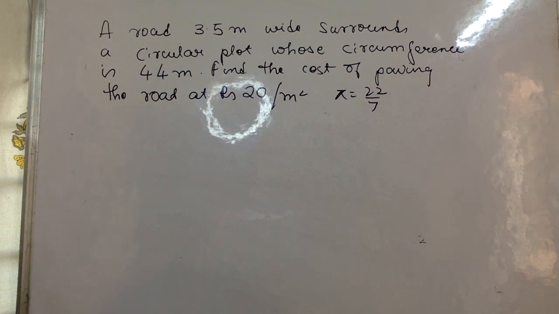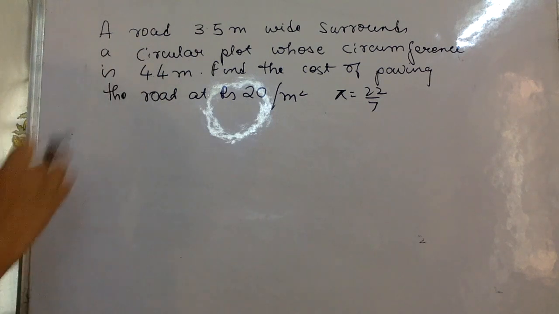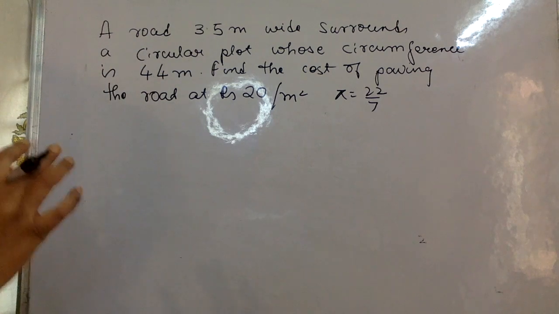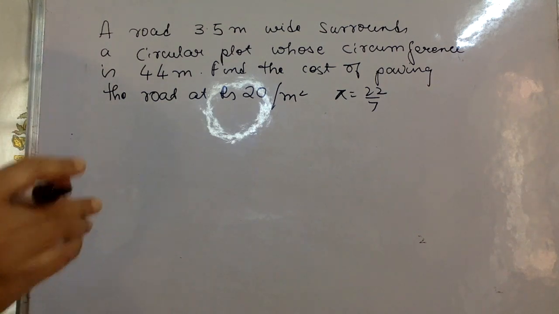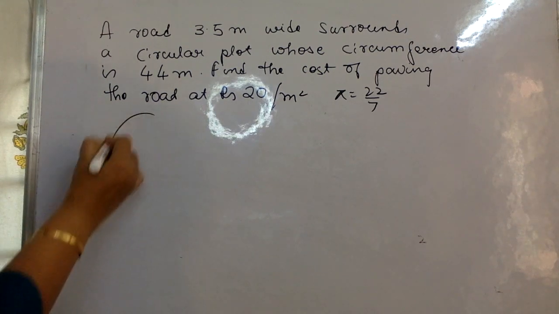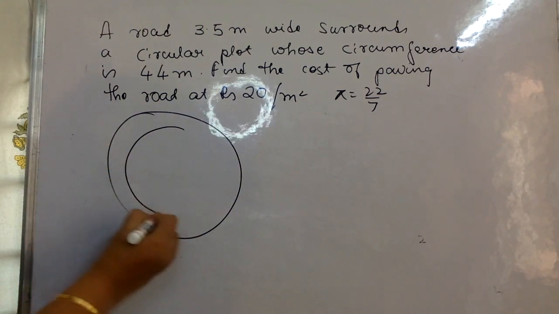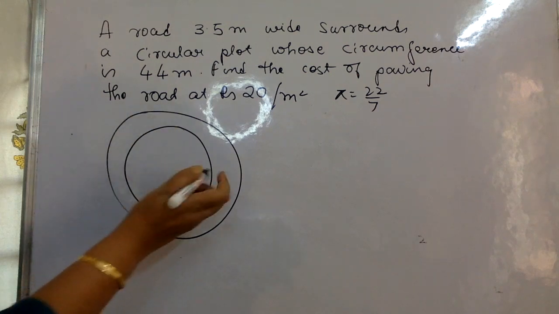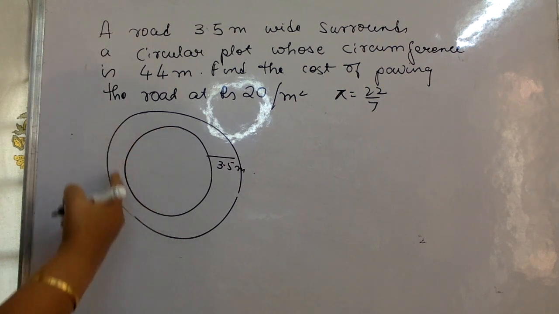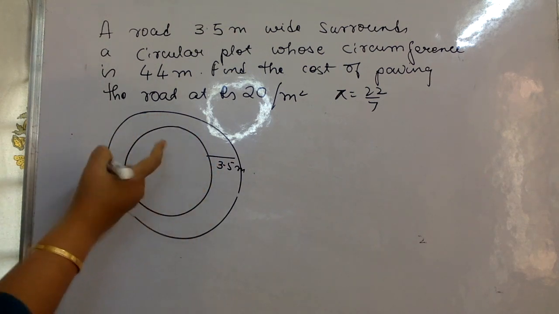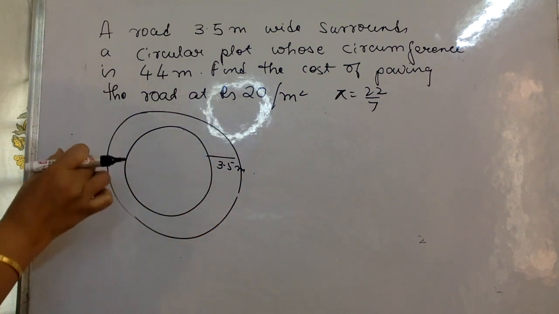Now here is the next question. A road 3.5 meters wide surrounds a circular plot whose circumference is given as 44. Now it is important to understand the diagram properly. So how to draw the diagram in this case? Here this is the circular plot and then we have the road also here. This is 3.5 meters and the circumference of this circular plot is 44, the inner one, and outside it we have the 3.5 meters road.